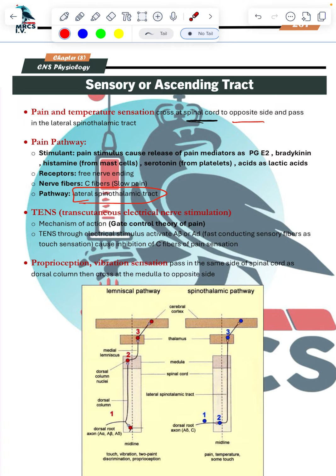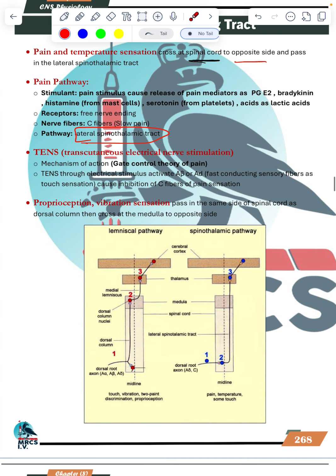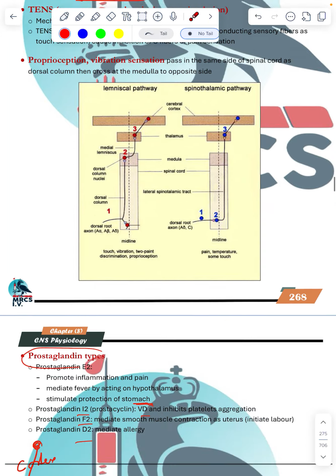What is TENS? Transcutaneous electrical nerve stimulation. The mechanism of action is the gate control theory. Through the electrical stimulus, A beta and A delta fast conducting fibers, as in touch sensation, cause inhibition of C fibers. So the C fibers of pain are inhibited by stimulation. Proprioception fibers decussate at the level of the medulla.